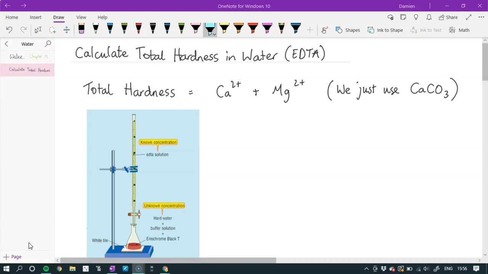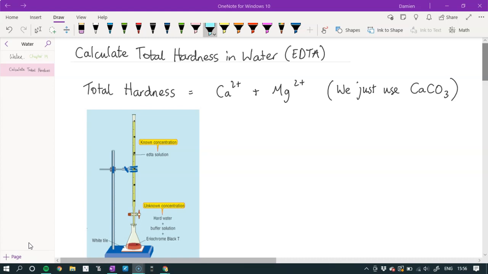So in this video we're going to work with the first titration experiment in the water chapter, which is to calculate the total hardness found in a sample of water. You can take the sample of water from anywhere, and we're going to use a chemical called EDTA, or ethylene diamine tetraacetic acid, and we'll talk about that a little bit more soon.